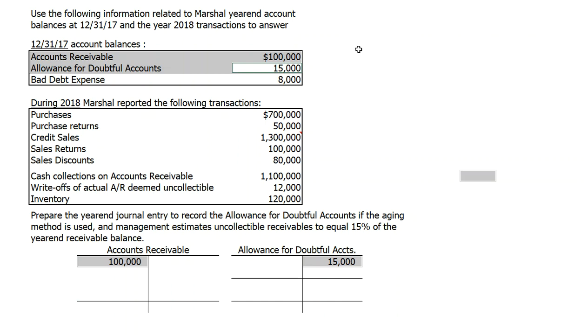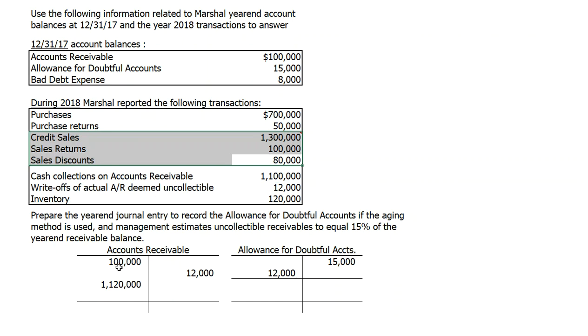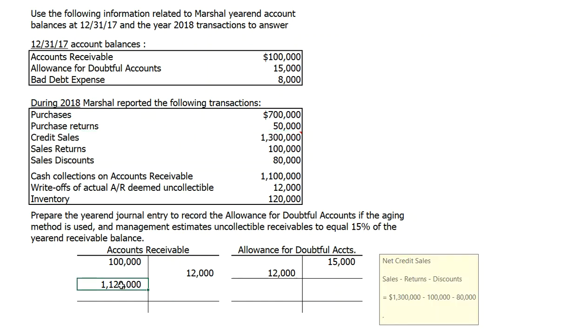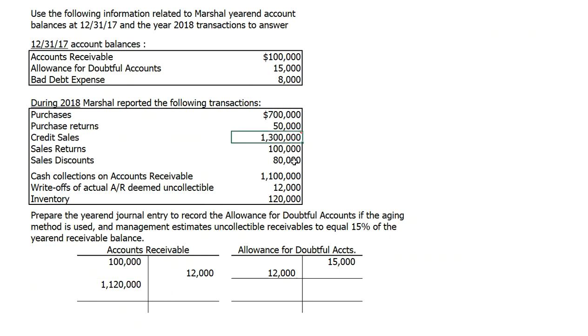Next thing we need to do is record our write-offs of receivables during the year. Recall, we had write-offs of $12,000 and we credited accounts receivable and debited the allowance for doubtful accounts. Next, let's go ahead and record our cash collections, or rather, net credit sales. Our net credit sales were $1,120,000. Recall, it was sales minus our returns minus our sales discounts.